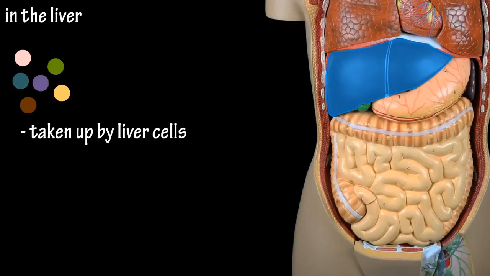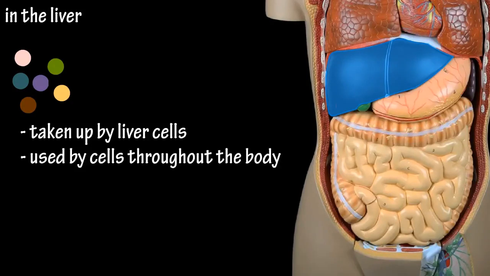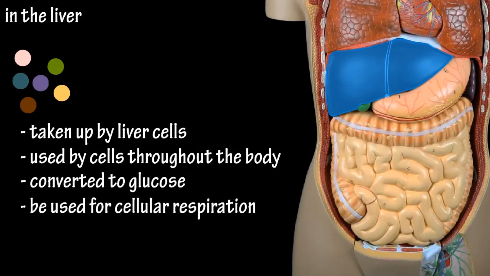Some of the amino acids will be taken up by liver cells, some will be used by cells throughout the body as building blocks of new proteins, and if there are excess amino acids, they can be converted to glucose, or they can be broken down and used as fuel for cellular respiration.